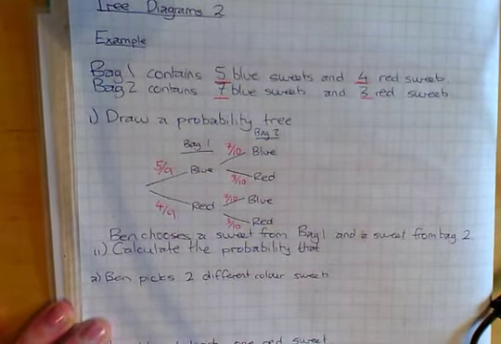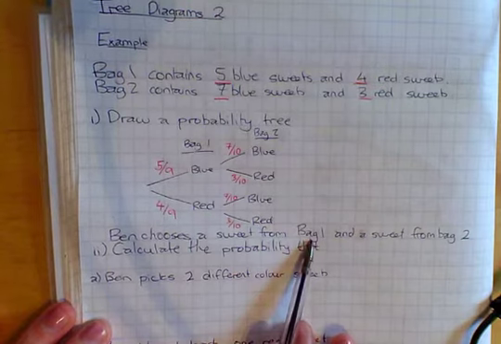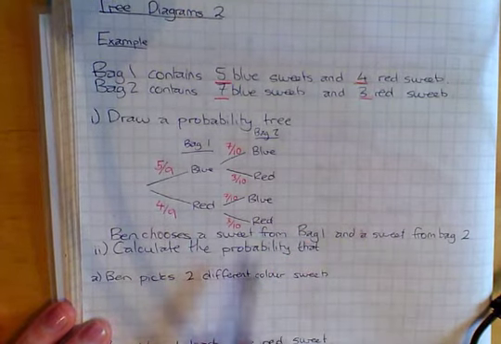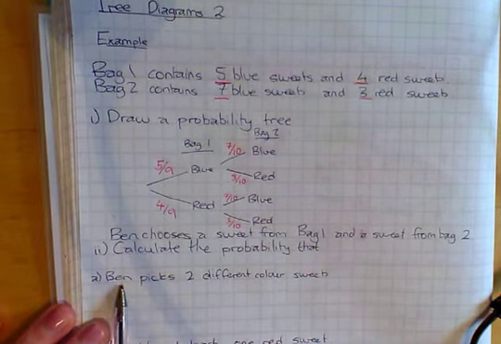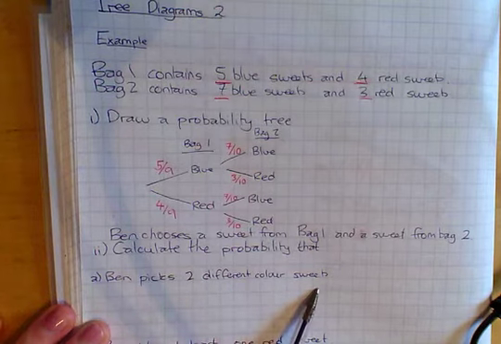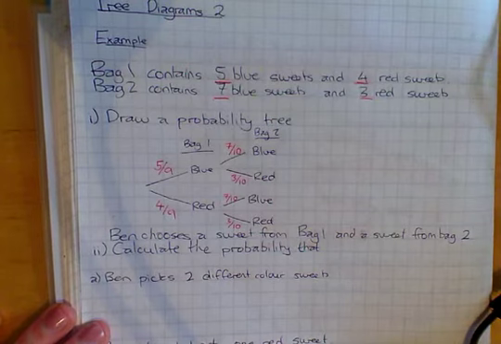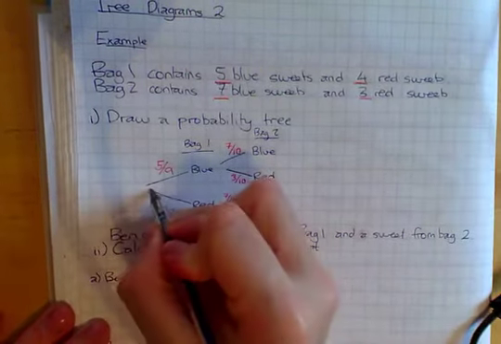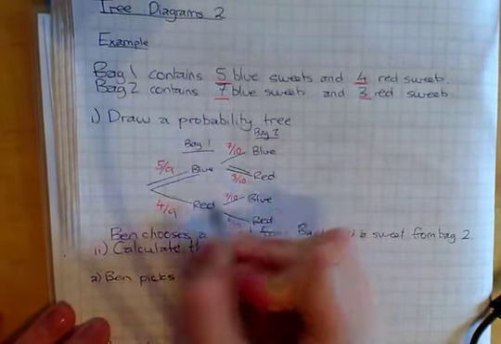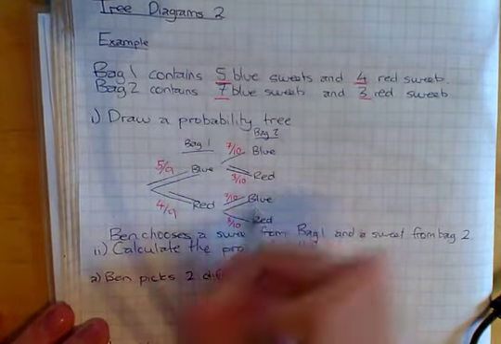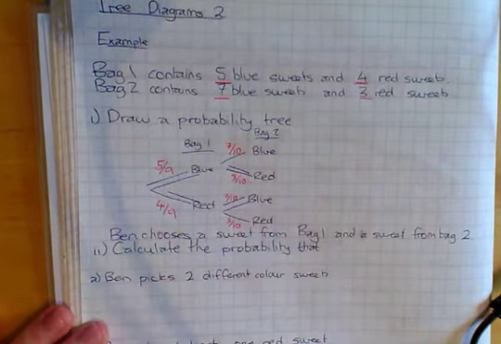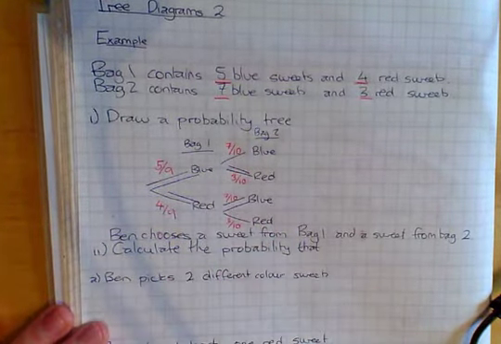We're then told Ben chooses a sweet from bag 1 and a sweet from bag 2. Calculate the probability that he picks 2 different colour sweets. Well, to pick 2 different colour sweets, he is either going to pick a blue and then a red, or a red and then a blue. So these are my 2 options. And remember, we multiply across.